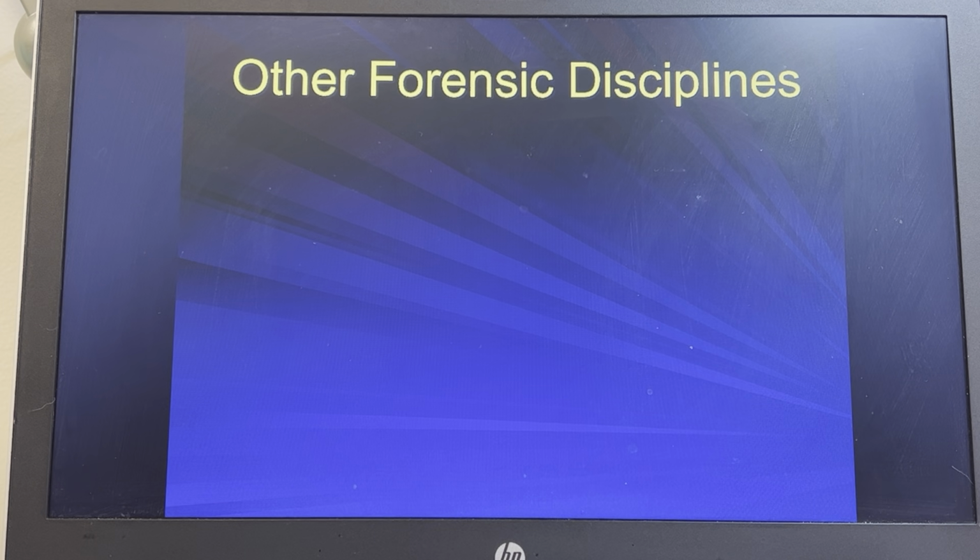Okay, so that's a typical crime lab. But then obviously we can have other forensic disciplines, okay? And there's so many now. If you put forensic in front of any type of science, there you go. You have a new forensic discipline, like forensic botany, okay? Looking at plants in terms of criminal or civil investigations.